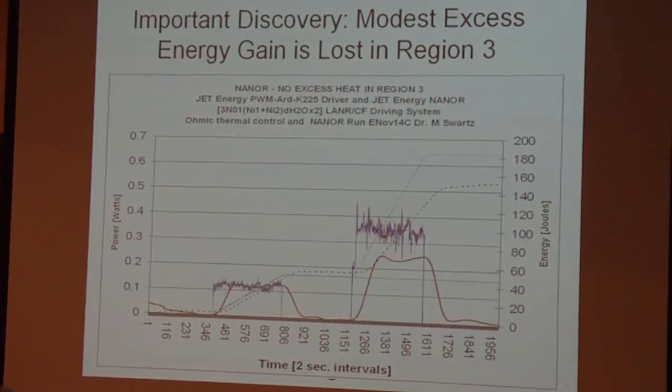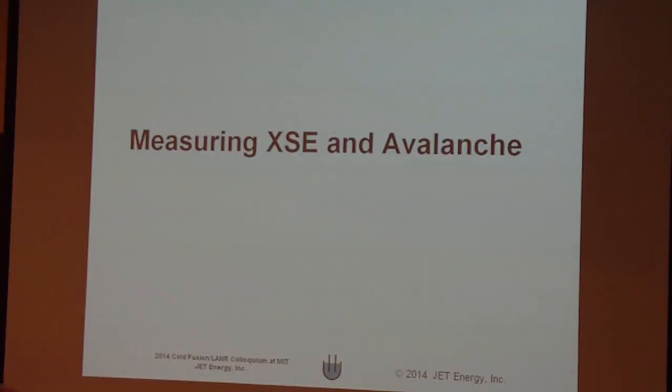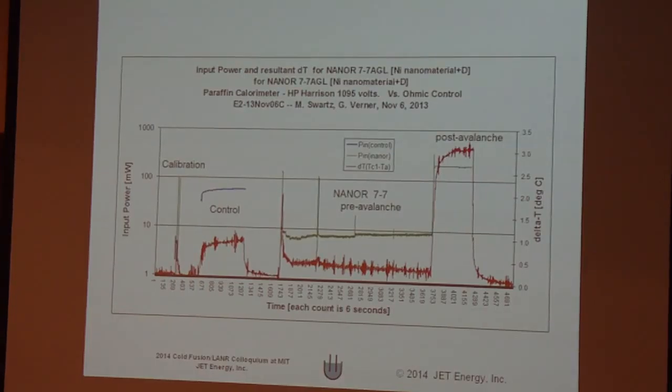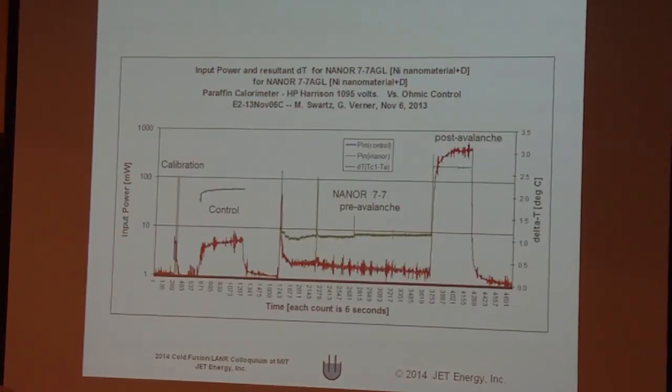Let me jump ahead and I'll show you. Remember what we saw was region 3, we lose the excess energy. Well, can we see it all the way through? And the answer is yes, we can. This was the first run that I ever did where we were able to show energy gain up to the avalanche, and you'll see what's on the other side.